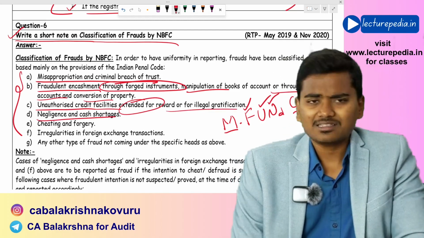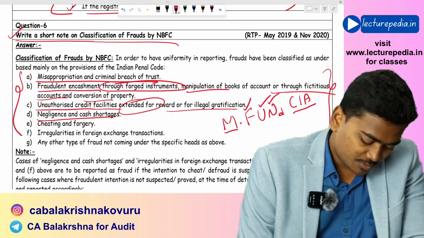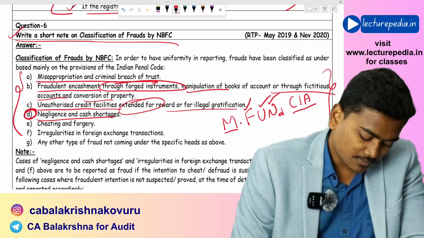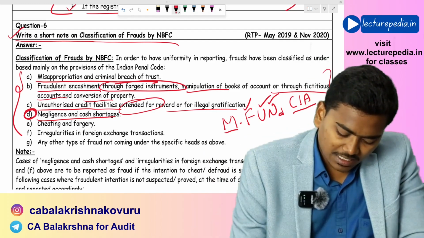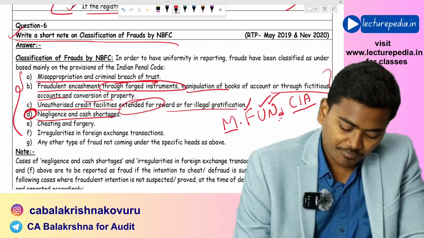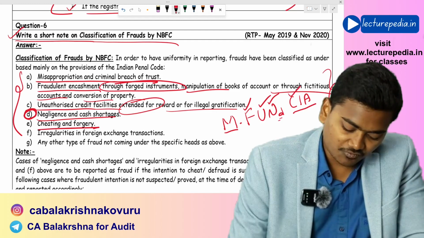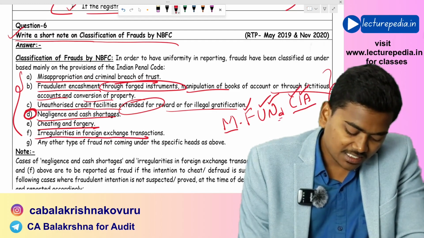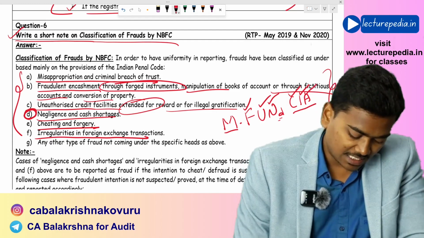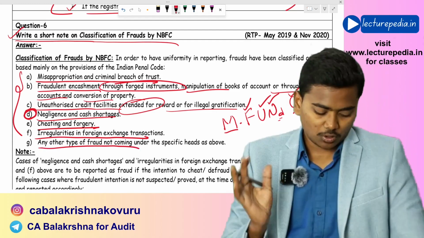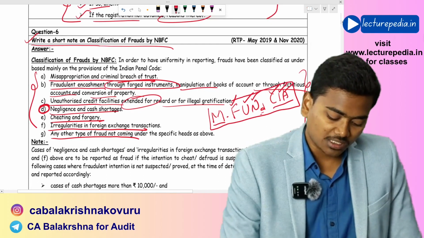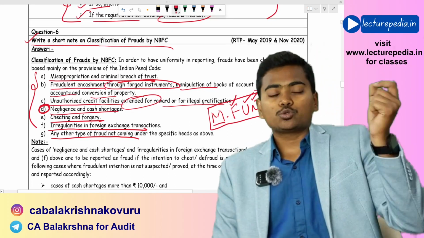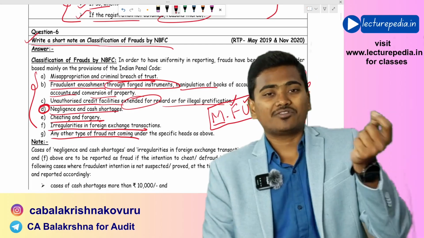N, negligence and cash shortages. With respect to negligence and cash shortage, there is a particular point that you have to remember that I will tell you. Next, with respect to D, there is no mnemonic. Next, C, cheating and forgery. I, irregularities in foreign exchange transactions. A, any other type of fraud. With this you can remember all these frauds. Mutual fund SIA, the name of the mutual fund is SIA.